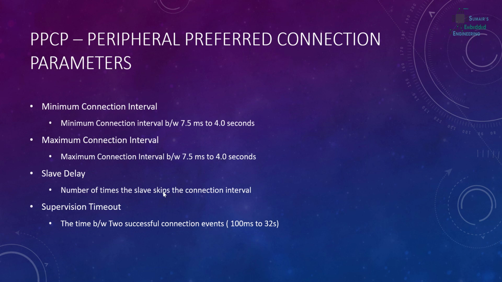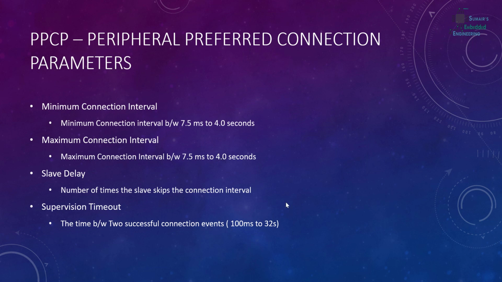So for example, if it doesn't skip any, after two connection events, there is still no response, then the device is going to go back to a disconnected state, and the connection will be lost. This way we control the connection between the master and the slave device. So these are the basics of PPCP, and we will now see their programming.